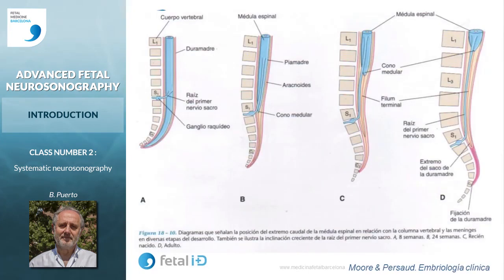We know that there are sometimes difficulties in detecting the closed defects of the neural tube, and it could be helpful to identify the medullary cone. It is usually located between L3 and L4 at 22 weeks. We can identify it as a triangular anechoic structure inside the medullary canal. We must suspect a closed spina bifida when it is in an inferior position. And this is all.